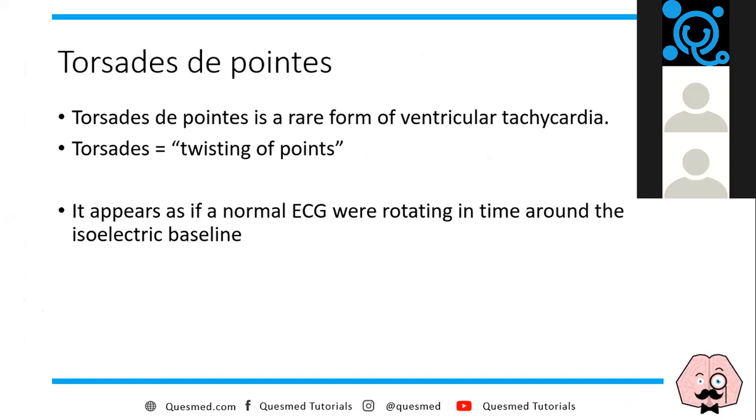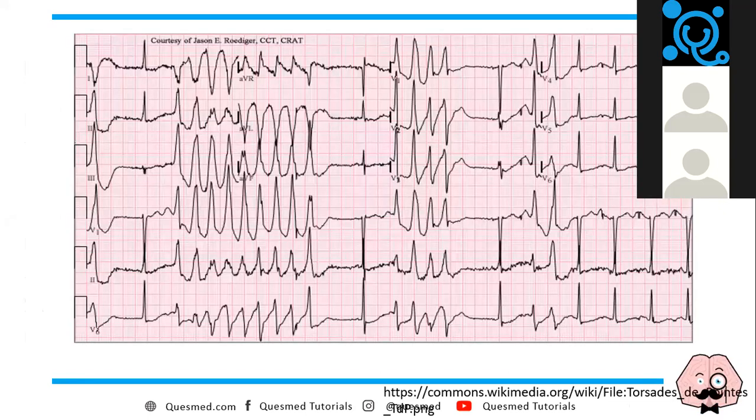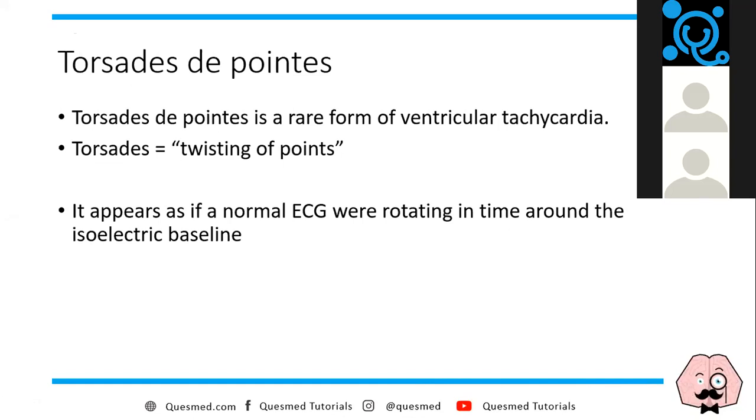So the peaks, which are at first pointing upwards, are then pointing downwards. You can see on this ECG where you have this sort of twisting about the baseline, where the peaks are pointing both up and down. And that's characteristic of torsades. Torsades de pointes, by nature, is hemodynamically unstable, and it often causes a sudden drop in blood pressure, which often presents with dizziness and syncope.